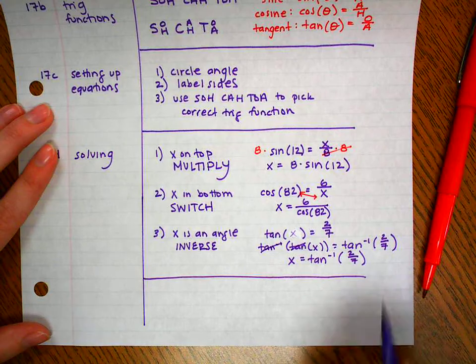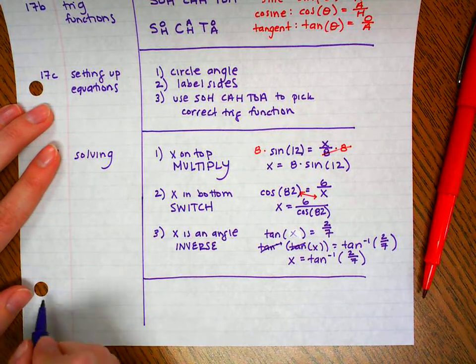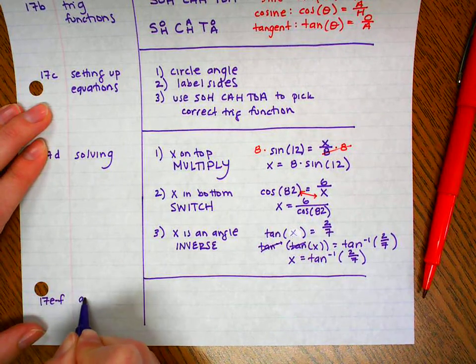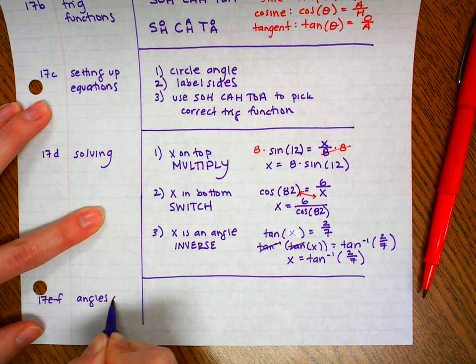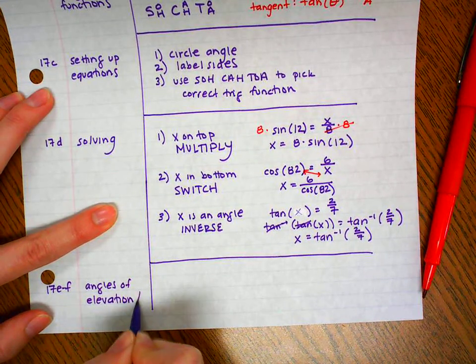And this is what you're going to do next. I think this is 17E through F. And these are angles of elevation and depression.